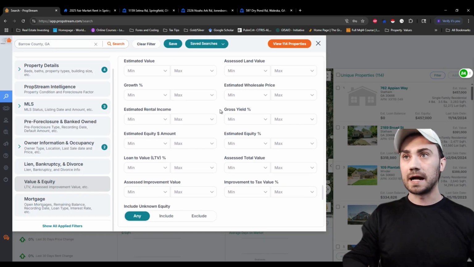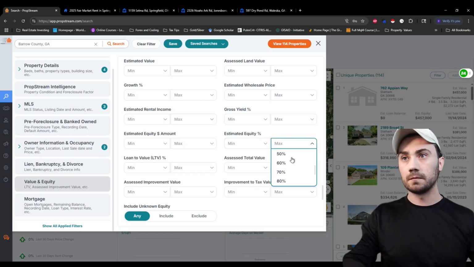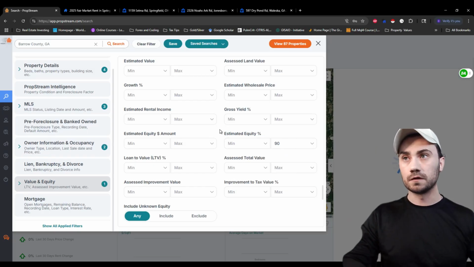We need to filter out these seller finance portions of these properties. So how we're going to filter out these seller finance properties here, which basically means that the property is free and clear, is I want to put a cap on the estimated equity that the property has. So here under estimated equity, we're going to put a maximum cap. Let's see, it looks like we have an option here for 90%. So that works just fine.